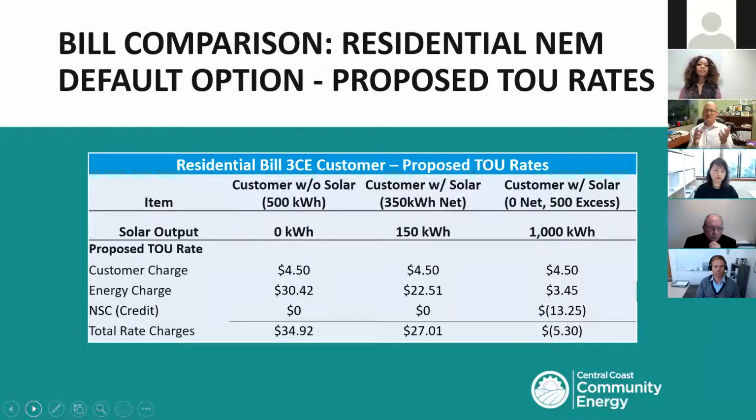So you can see this looking at different ranges of customers without solar, small solar, and large solar, as just a hypothetical example. But this is under the proposed time of use rate. So under the seasonal flat rate, if you go to the next slide, please.